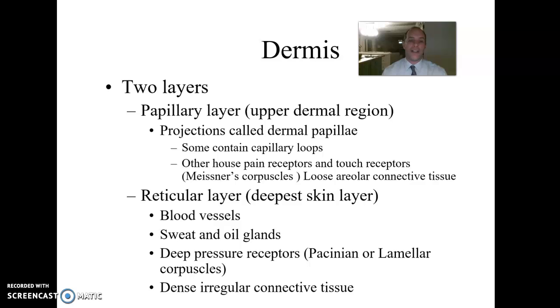So what you need to know is the first layer, the papillary layer, possibly contains these things, depending upon where in the skin, where in the body they're located. They may contain one or all of these things, okay? The reticular layer is the deepest skin layer, and that contains the blood vessels, sweat and oil glands, which we need, and we really need the oil. It's really important. And deep pressure receptors and dense irregular connective tissue. And we'll get to the reasons for all these and what they look like in a different set of notes.